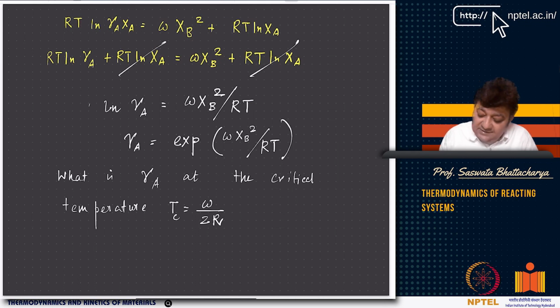You can see that there is a critical temperature Tc equals omega by 2R. This is something we have shown by equating the second derivative of the free energy to 0. So we got this Tc value. Now you can also find gamma A at this critical temperature, or gamma B at this temperature. That means you can also find the activity coefficient at the critical temperature.